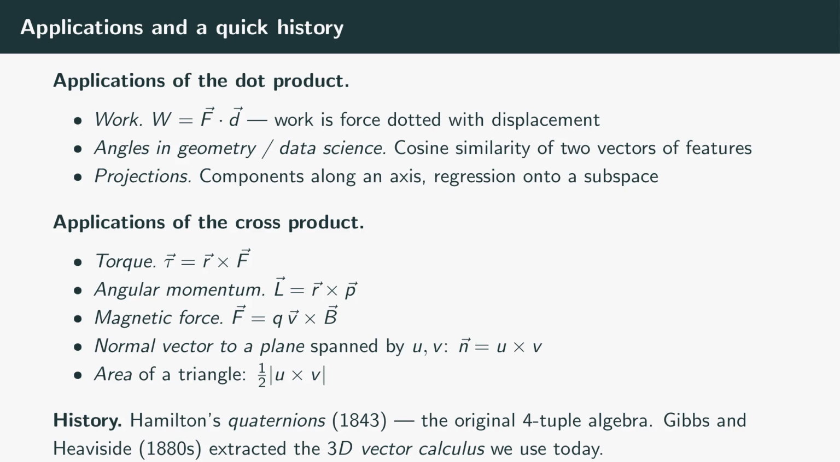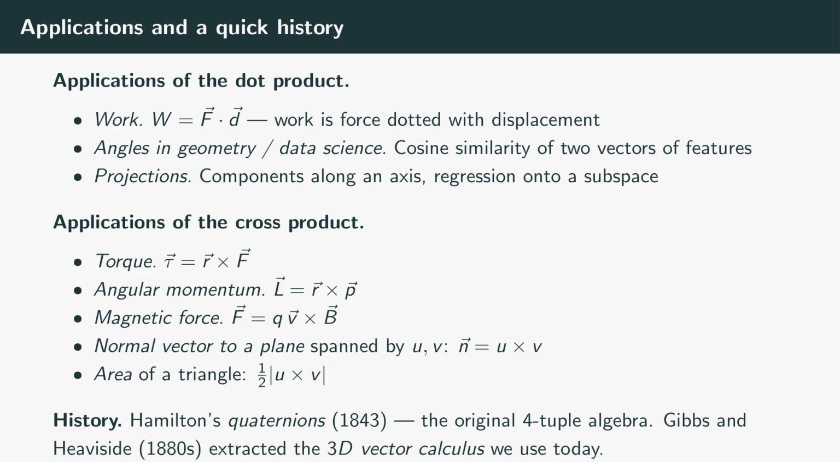Why do these products matter outside a calculus class? Because they are the machinery of classical physics. Work. When a constant force, vector F, pushes an object through a displacement, vector d, the work done is W equals vector F dot vector d. The dot product answers how much of the force is doing useful work along the direction of motion. The perpendicular component contributes 0, which is why carrying a suitcase horizontally counts as no work even though it tires your arms. In data science, two feature vectors are compared by cosine similarity, which is exactly the cosine of the angle between them. Documents, images, embeddings, all measured by a dot product.